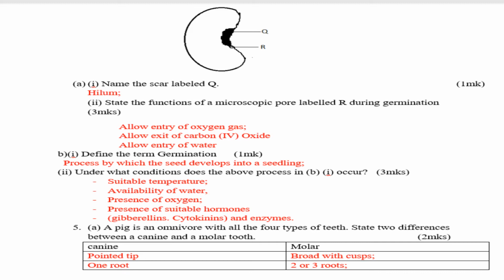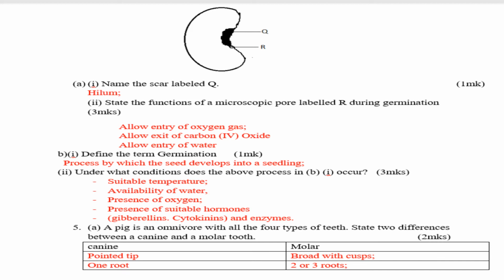Question number 2, define the term germination. Germination is the process by which the seed develops into a seedling. Next, under what conditions does the above process in B Roman 1 occur? 3 marks. You are told to state under what conditions germination takes place.